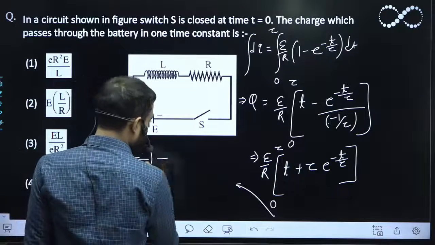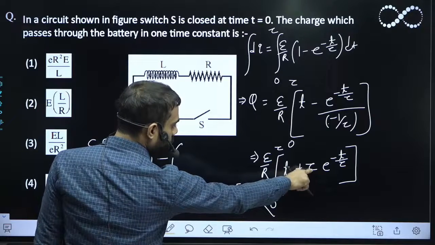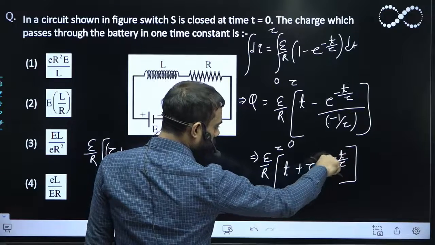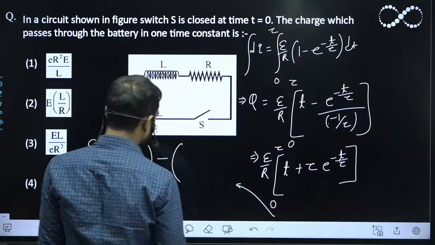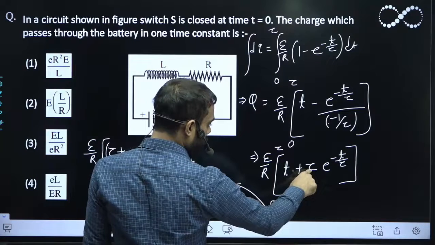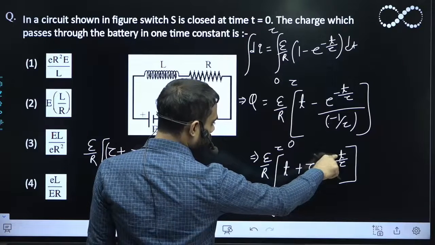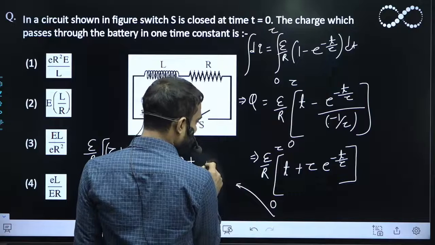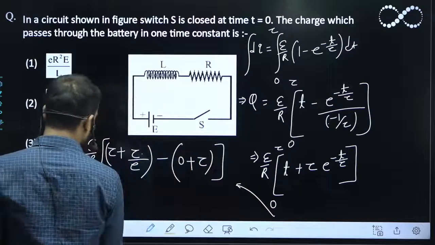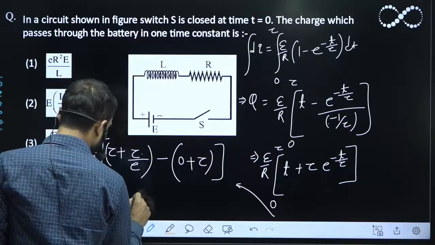Now minus, once again you have to put the lower limit 0. So this will become 0 for t, and here you will get 0 upon time constant, so e raised to power 0, which is equal to 1. So here you are getting 0 plus tau into e raised to power 0, and e raised to power 0 is equal to 1. So here you will get tau. So this tau will get cancelled out, and here you will get E upon R into this upon this.